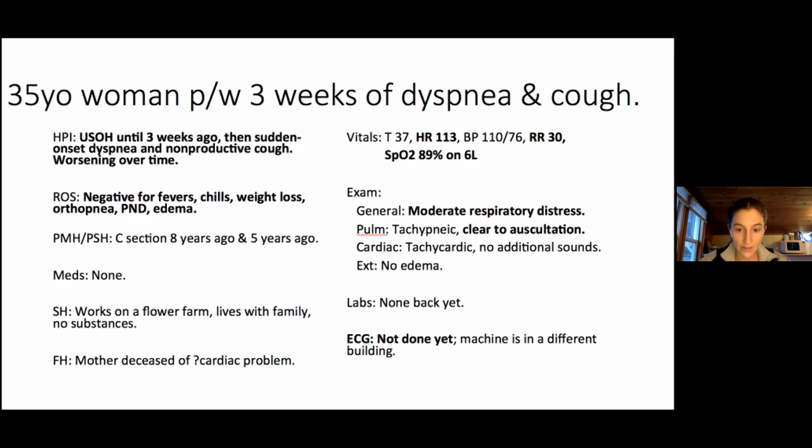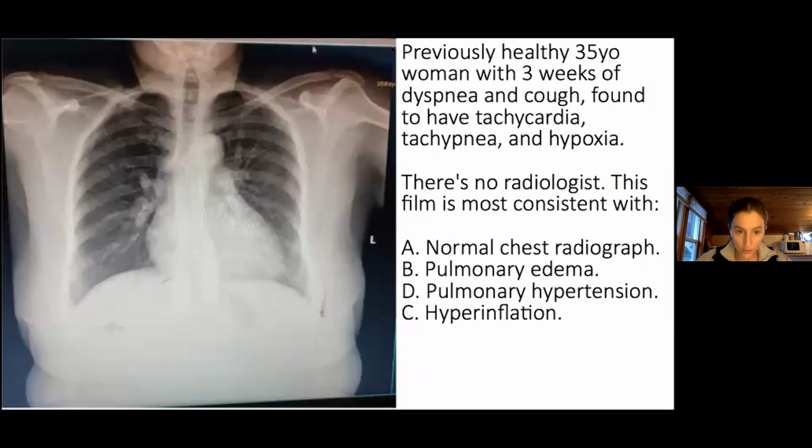So we don't have labs back yet, and we also didn't have any EKG because there's one machine shared between 2 buildings, and it's sometimes a bit finicky. So while the providers were aiming to get that, it had not been taken yet. We did, however, have a chest radiograph. So here it is. There's no radiologist, so your read is the read.